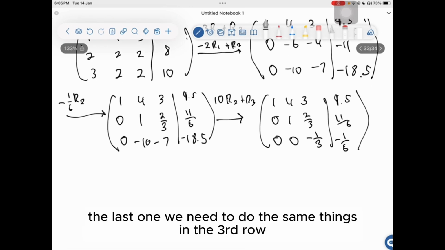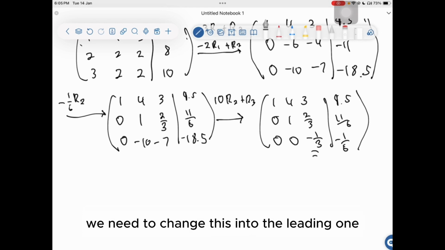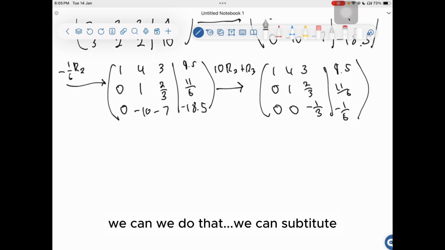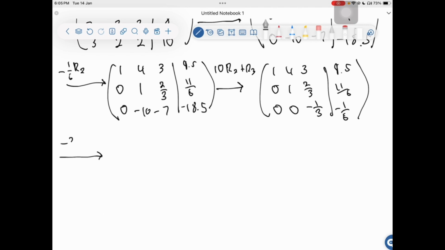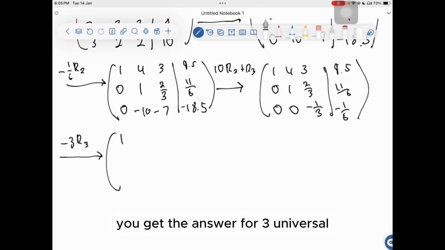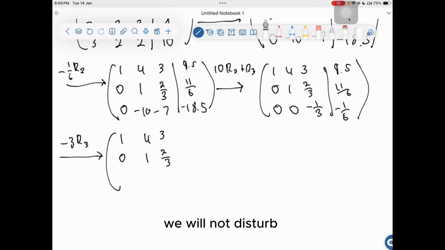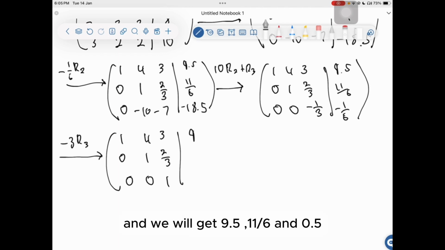Okay, the last one, we need to do the same thing in the third row. We need to change this into a leading one. So the way we can do that, we can substitute row 3 numbers into the equation negative 3R3. We get the answer 1, 4, 3. The first row we can just copy, and the second row also we can copy because it will not disturb. And the third row will become 0, 0, 1. And the coefficient we will get 1.5, 11 over 6, and 0.5.